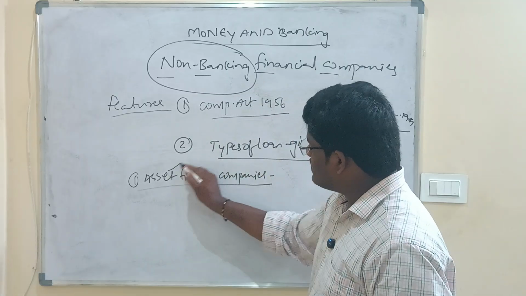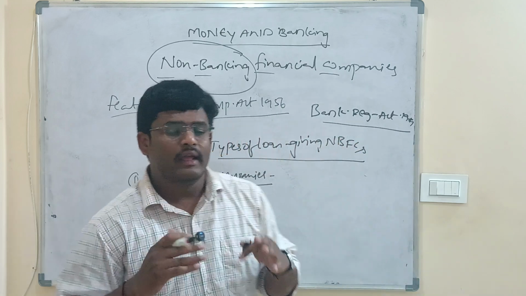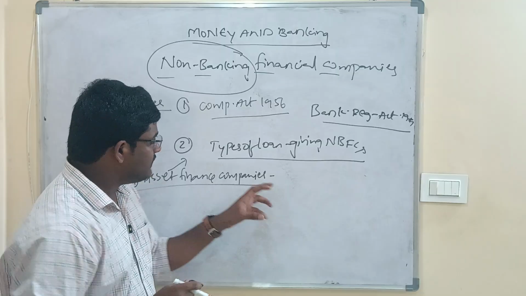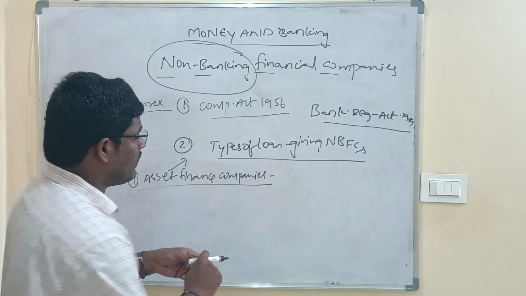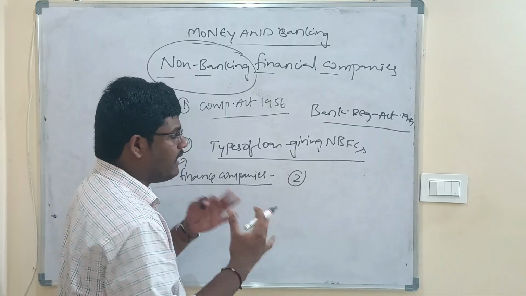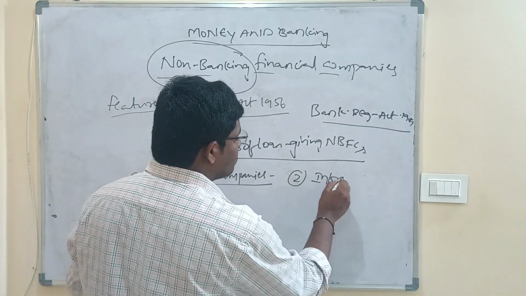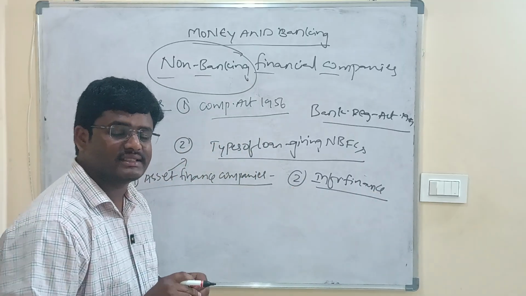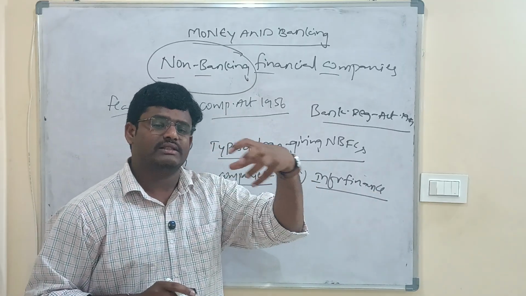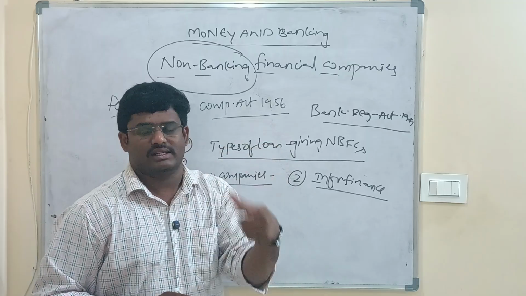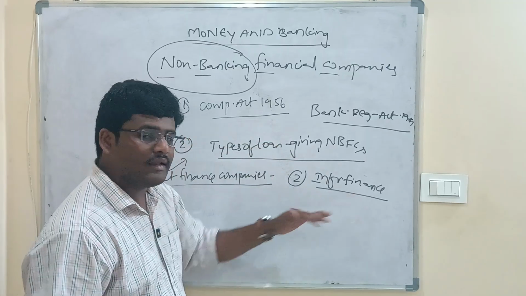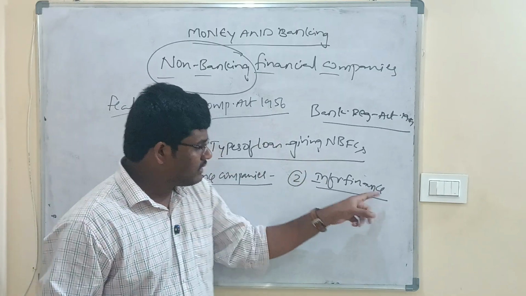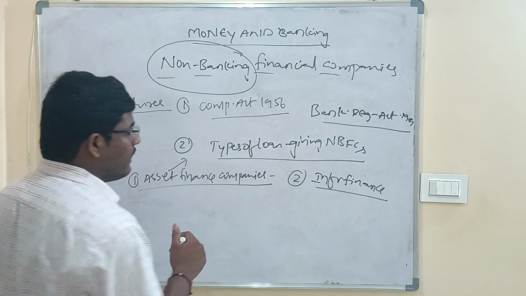So, to purchase assets, if any NBFC provides a loan, we can call it an asset finance company, like Tata Finance, Mahindra Finance. Now, if you look at the second loan giving NBFC, they are referred to as infrastructure finance companies. What does it mean? These are the NBFCs that provide loans for infrastructural development, like roads, ports, airports. So that is one type of loan giving NBFC.